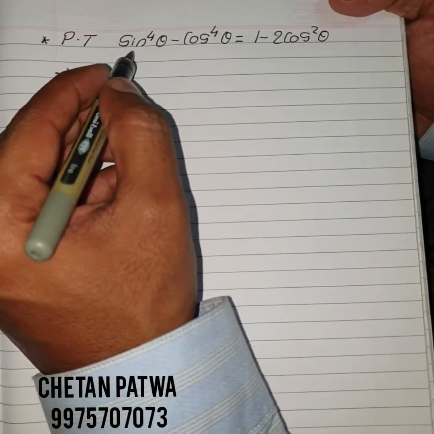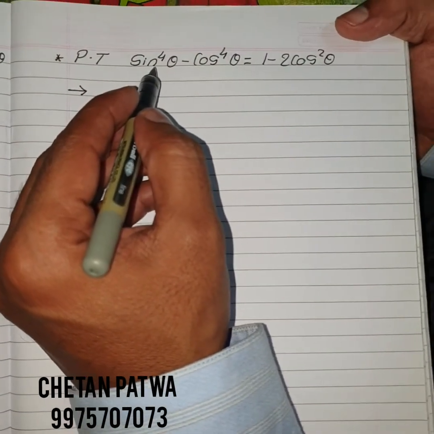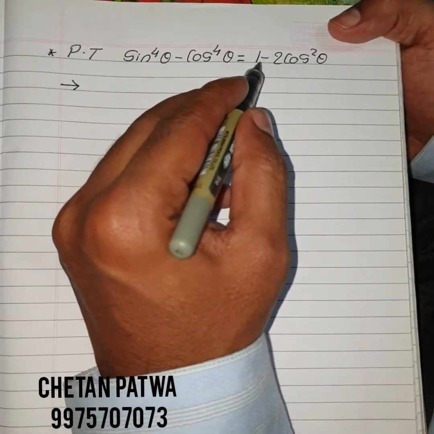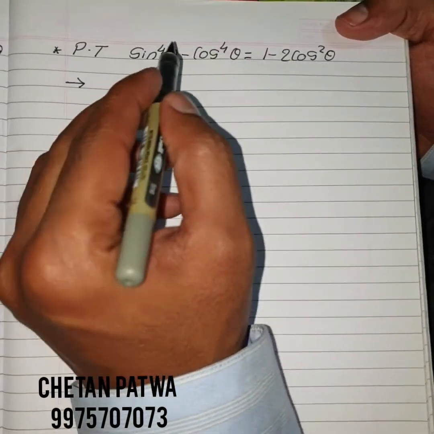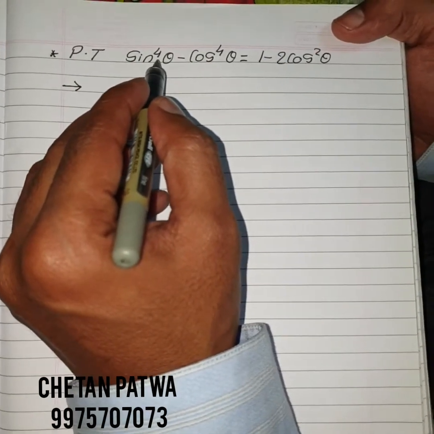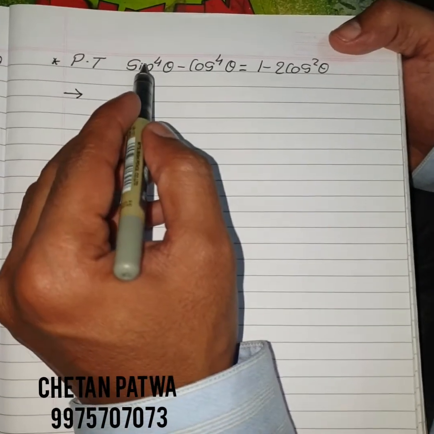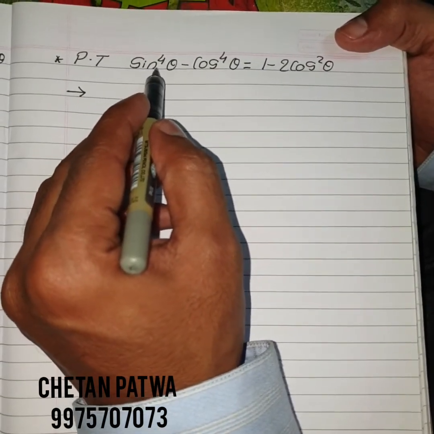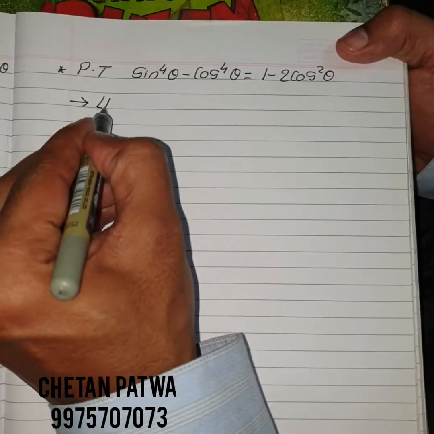Now let's see the next sum. In this sum the question is, prove that sin raised to 4 theta minus cos raised to 4 theta is equal to 1 minus 2 cos square theta. Now in this sum, in textbook the question is wrongly printed. In textbook it is given as sec raised to 4 theta. Students should take it as sin raised to 4 theta. So what is our left hand side?